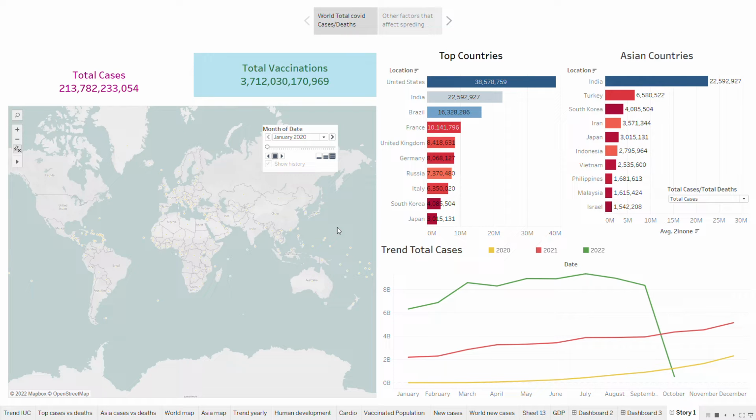Hello everyone. Here I am presenting you COVID-19 analysis, which is a part of the Spark Foundation GRIP internship. You can see on the screen the total confirmed cases all over the world and the total vaccinations done.